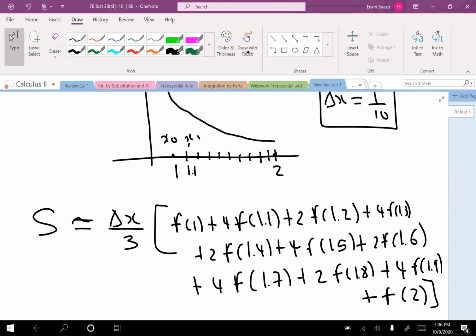And then this delta x is 1/10. So this delta x is really 1/10, so 1/10 times 1/3 is 1/30. So this guy here is 1/30.